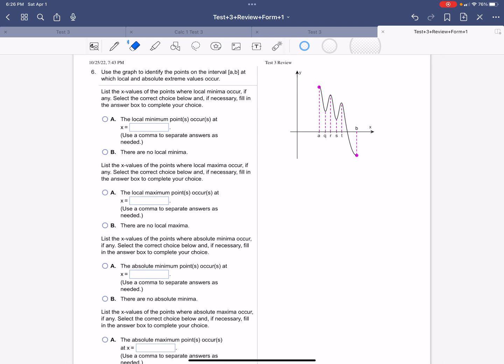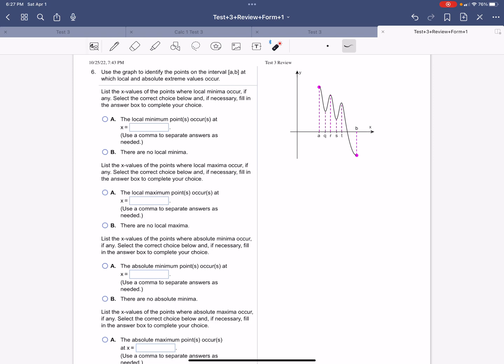It says use the graph to identify the points on the interval AB at which local and absolute extrema values occur. And this is a conceptual problem for you to start understanding and continue to understand what local maxes and mins versus absolute extrema are, what they mean. And so our interval, we're focusing on right here at the x values of A to B, and we are looking at your local max and min and your absolute max and min.